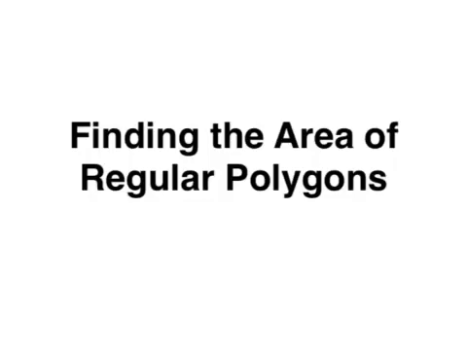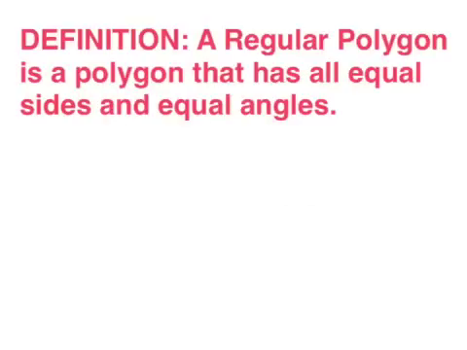All right, you little mathematicians, let's find the area of some regular polygons. First things first, we need to know what the heck a regular polygon is. So here's the definition. A regular polygon is a polygon that has all equal sides and equal angles.